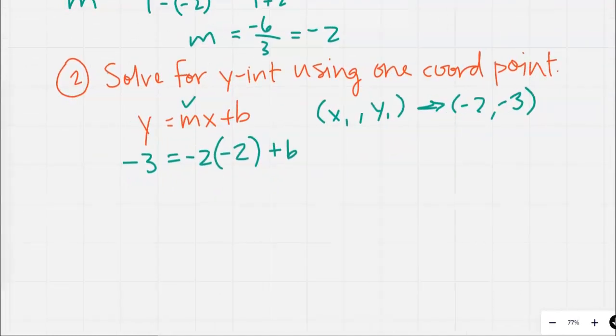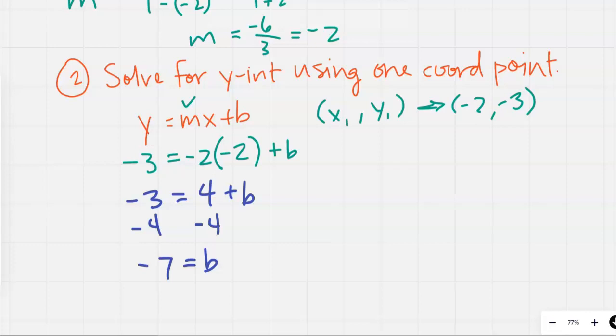So now we solve for b. I'm going to switch colors here. So I've got -3. -2 times -2 is a +4. So we've got 4 plus b, and that equals -3. And now to get b by itself, because the whole point of this exercise is to solve for b, aka our y-intercept, I'm just going to subtract 4 from both sides. And when I do, I get -7 for b.